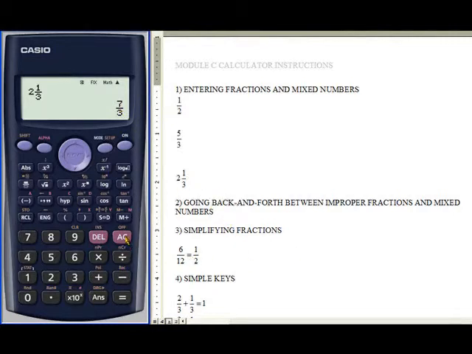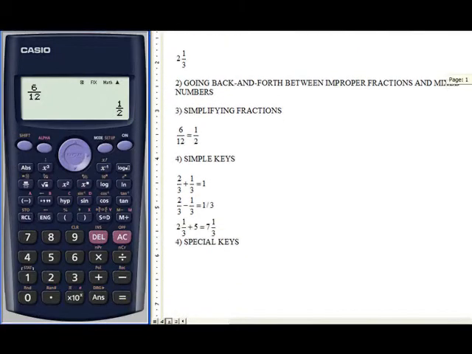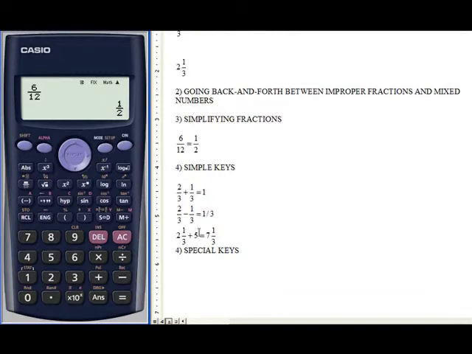Now, how do I simplify fractions? Let's say I entered 6/12. Go 6, right button, 12. Now when you go to the right button, again the cursor has to be by the fraction bar. When you push equal, it simplified it. Usually this is how it is. You enter your fraction as a fraction with the fraction button, and then push equal or enter, then it will simplify it.